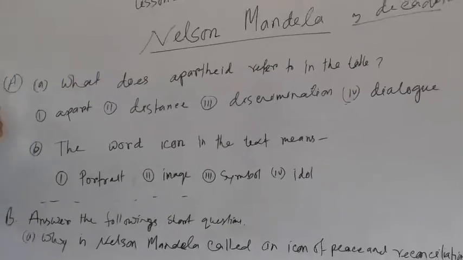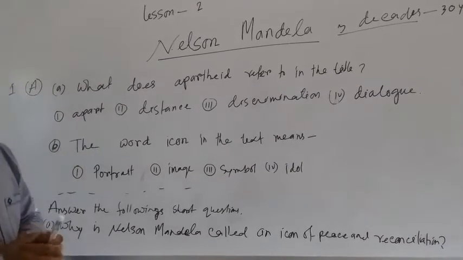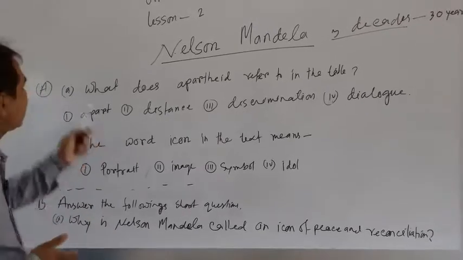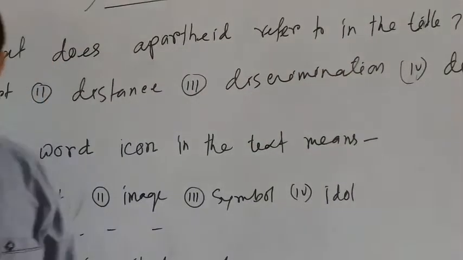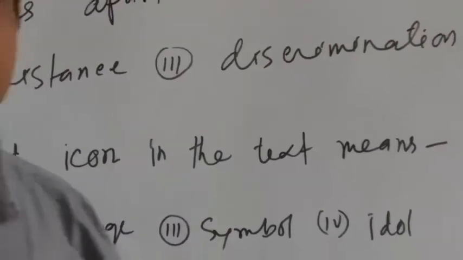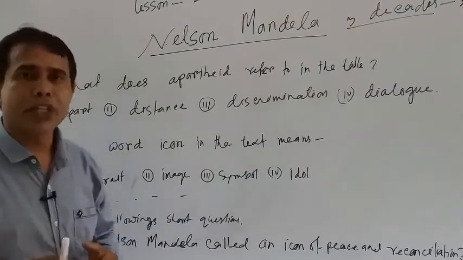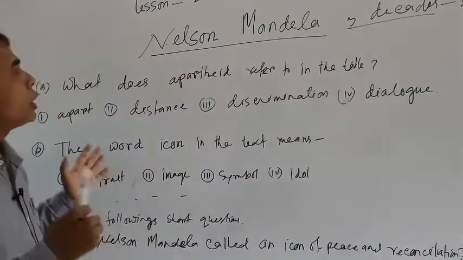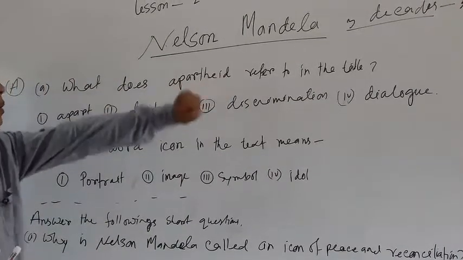Question number 1A from this passage. There will be 5 alternatives here. It is called an MCQ. What does apartheid refer to in the title? Dear student, we read this text and we have come to know the word apartheid. Here apartheid means discrimination, where discrimination means where unequal rights are applied. What does apartheid refer to in the title?